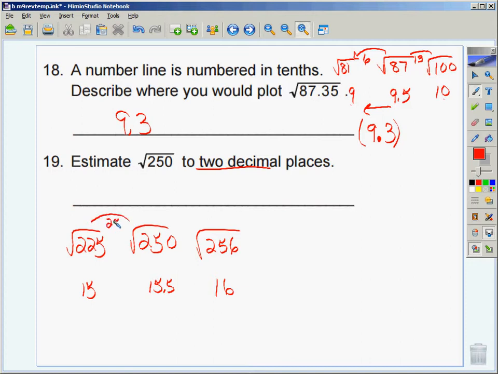Here it's 25 away. Here it's only 6 away. It's definitely on this end and pretty far up as far as its closeness to this 16. And we would find that this is 15.81 to the nearest hundredth. And again, I just punched that into a calculator. But if you can get to the nearest tenth, if you had 15.8, if you had 15.7, if you had 15.9, I certainly would accept it.